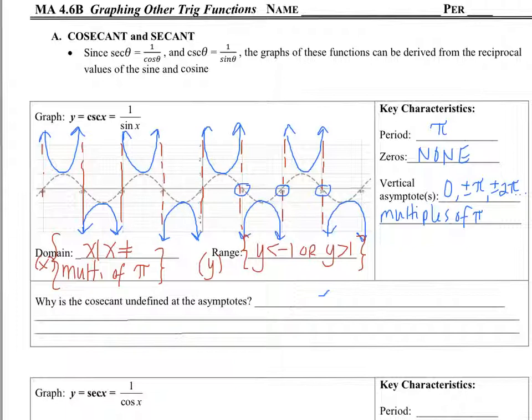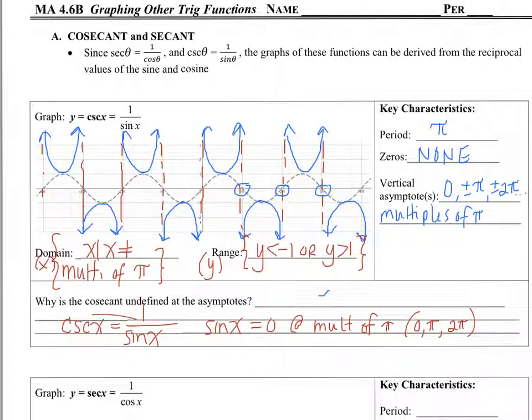Okay, so let's go down to the last part. Why is the cosecant undefined at these asymptotes? Well, remember, the cosecant is equal to 1 over sine x. And sine x equals 0 at multiples of pi, right? Remember, 0, pi, 2 pi. So if you take sine x and you set it equal to 0 in this denominator down here, then you're going to have an undefined value. All right, so that's what the cosecant looks like. And as you can see, it's basically just built by first sketching out the sine.